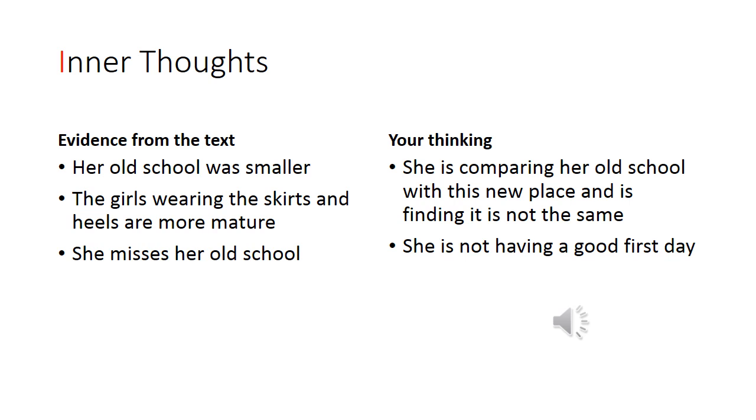Anne's inner thoughts and dialogue are revealed in the first lines of the narrative. She thinks about her old school and how it's not like this one. I think she is uncomfortable, and she's comparing her old school with this new place and she's realizing it's not at all the same. I also think she's not having a very good first day at school.